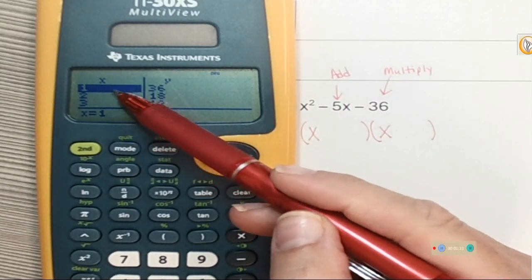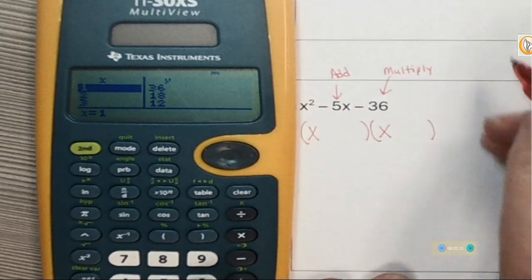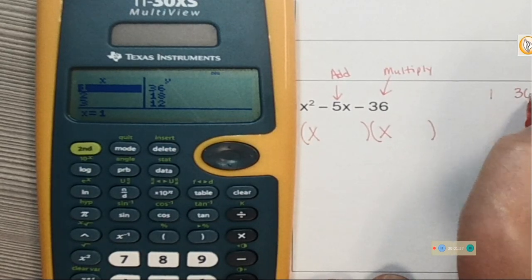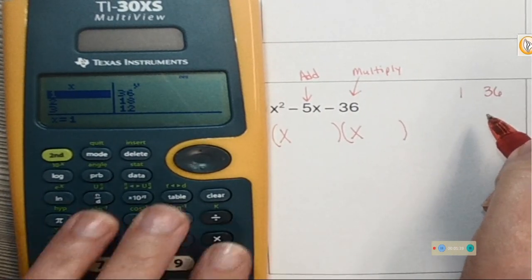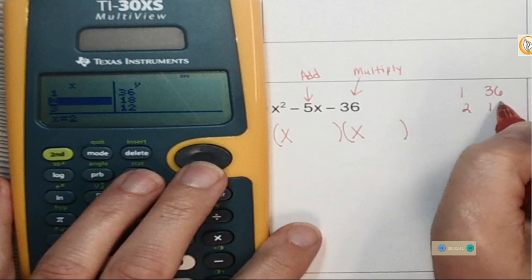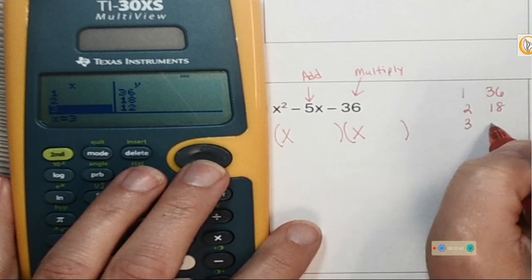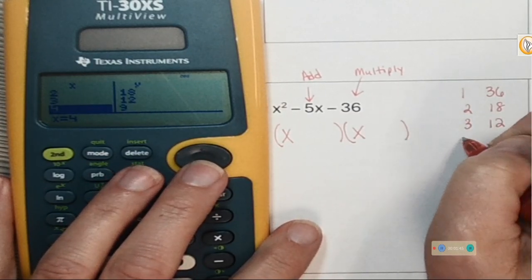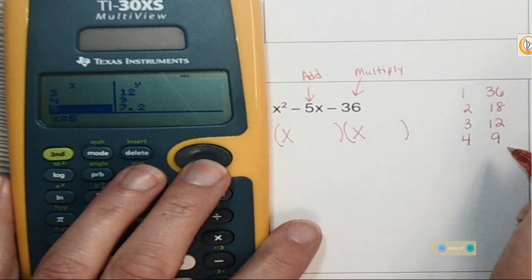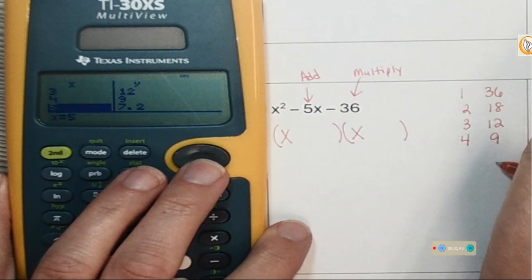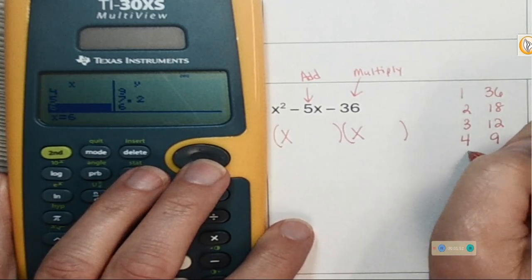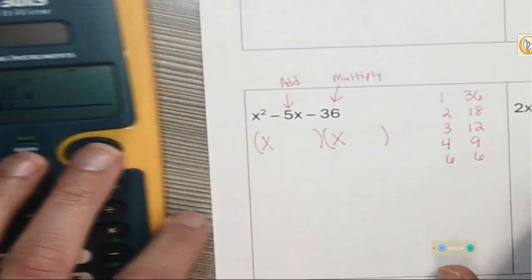So your calculator just did 36 divided by 1, and that tells you that 1 and 36 are factors. 36 divides by 2 and gives you 18. 36 divides by 3 to give you 12. 36 divides by 4 and gives you 9. 5 gives you a decimal, so we only use whole number factors. And 6 gives you 6.